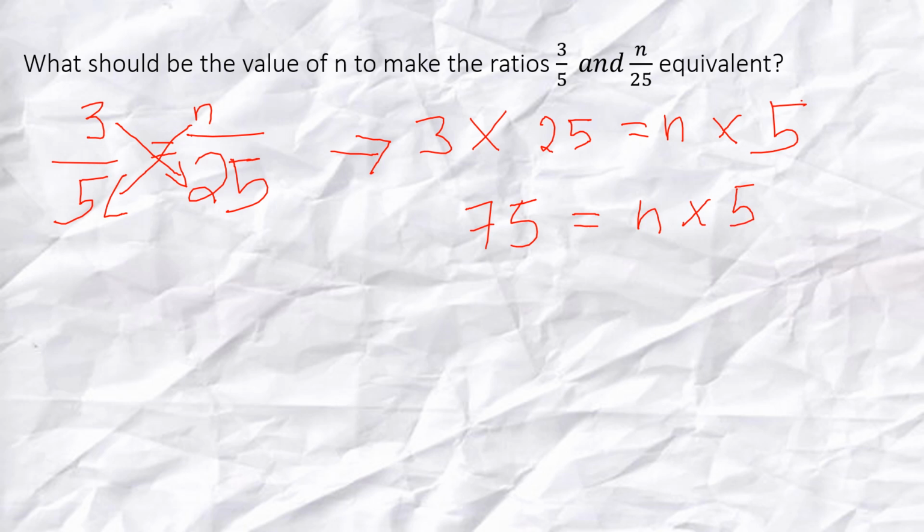Next, to find the value of n, simply divide 75 by 5. Whatever the number that is beside the letter n, or the missing term, in this case 5, that will be the number that you will use to divide the term on the other side of your equation. So it will be 75 divided by 5 is equal to n. Let us now divide. 75 divided by 5 is 15. So n now is 15.